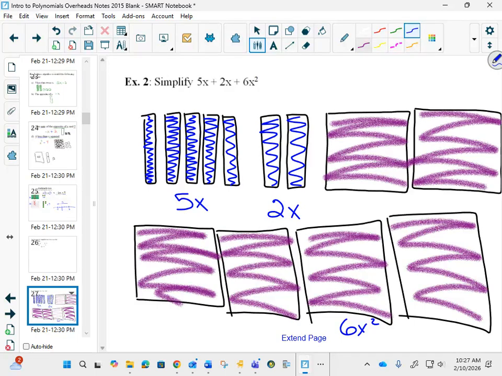Okay. Are any of them empty? No, I can't do any canceling out. So what if I put things together? How many big boxes do I have? 6. So I still have 6x squared. How many little rectangles do I have? 7 of them. This is the final answer. 6x squared plus 7x. Okay?